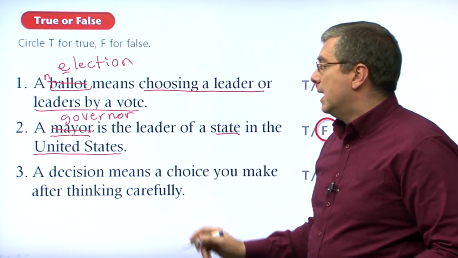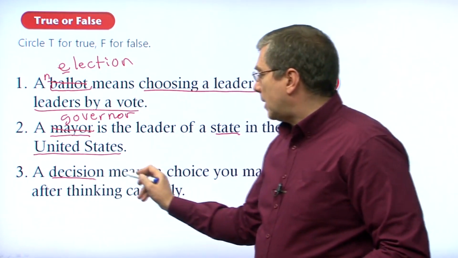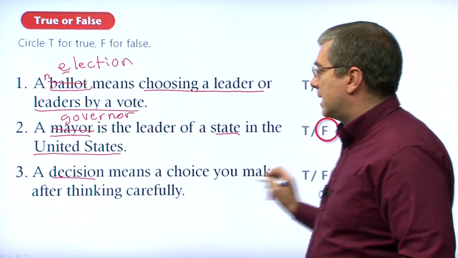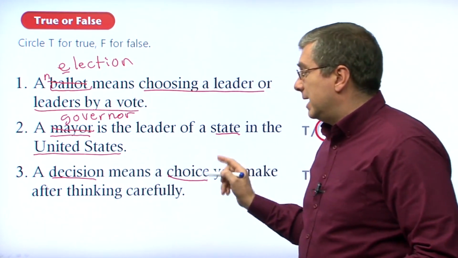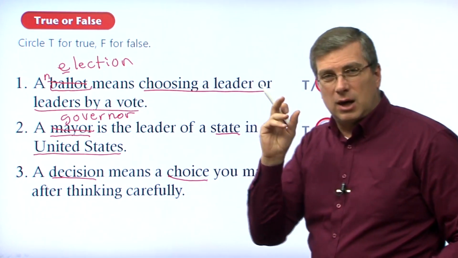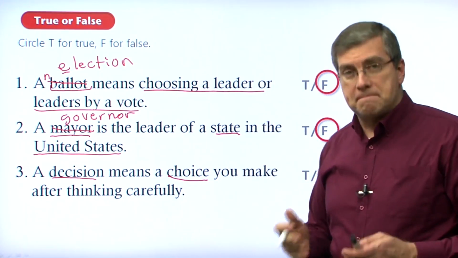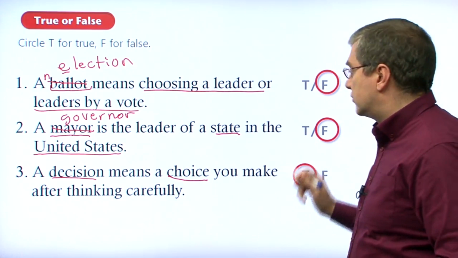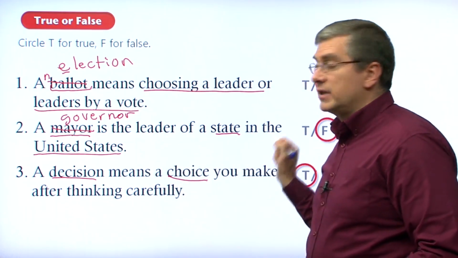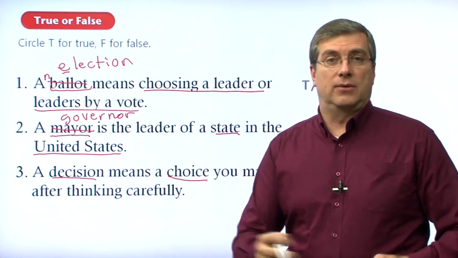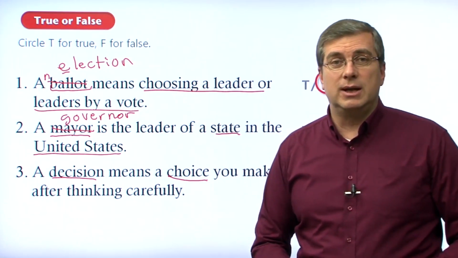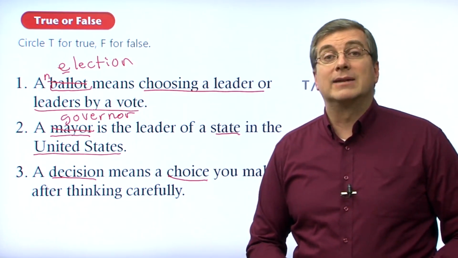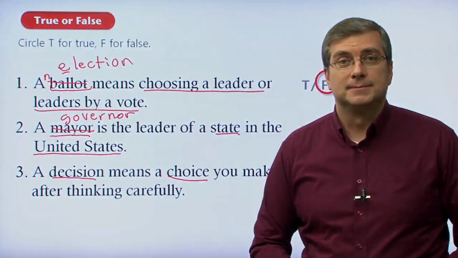Okay, number 3. A decision means a choice you make after thinking carefully. So a decision is a choice, right? Especially after you think carefully. Does that sound right? Absolutely, that is correct. It is true. A decision is a choice you make after thinking carefully. Okay, well that wraps up the vocabulary section for this unit. Let's take a short break. We'll come back and take a look at the reading.